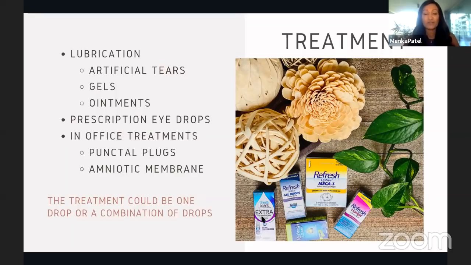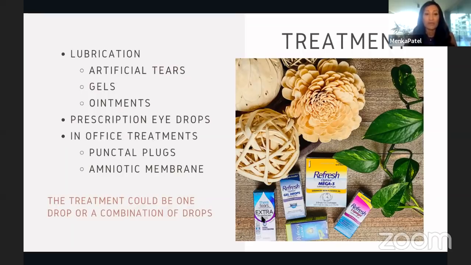Other things is treating the underlying cause. So dry eye, if there's an underlying cause such as a medication that you're taking, if you can switch off that medication, such as antihistamines, if you don't need it as much and you don't need to use it year round, then maybe you don't have to use lubricant drops as much during that time of the year.